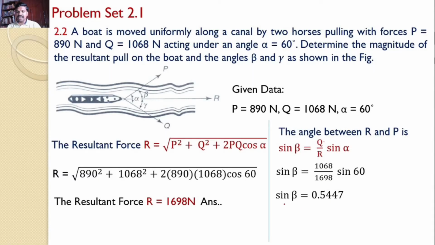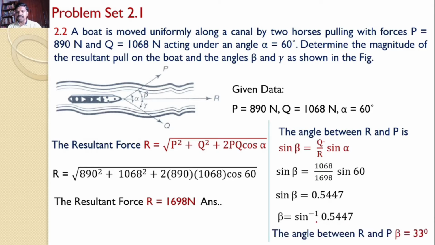After solving this, I will get sine beta is equal to 0.5447. Then beta is equal to sine inverse of 0.5447, which gives the value of beta is equal to 33 degrees. That means the angle between the resultant force and one of the forces P, beta, is equal to 33 degrees.